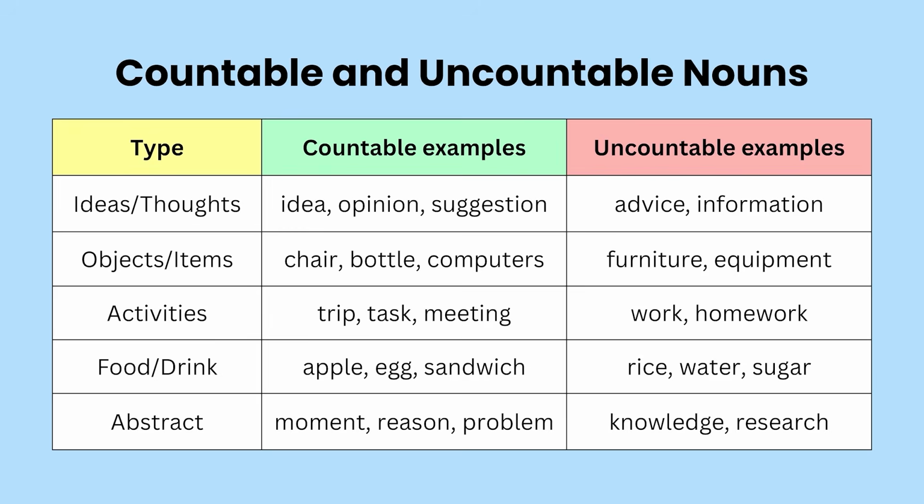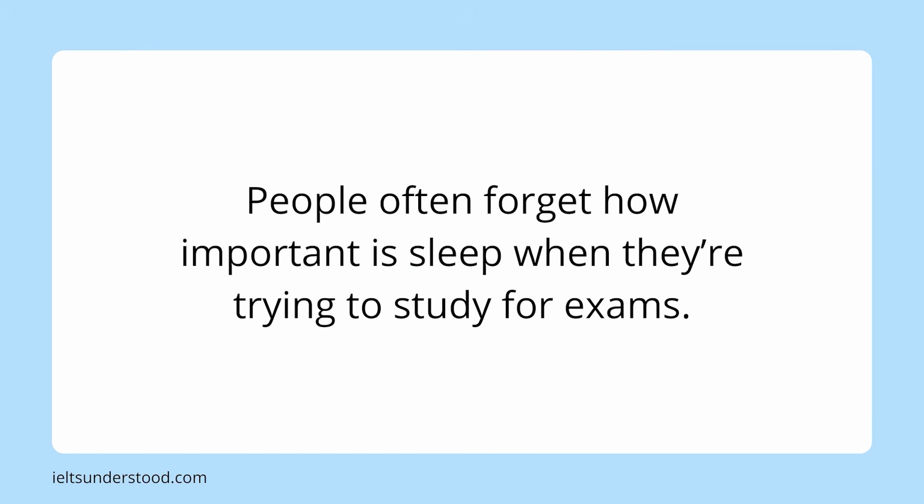They are uncountable. So just remember, some nouns can be counted, like apples or chairs, and others can't, like advice or information. If you learn the difference, you're going to avoid some of the most common grammar mistakes that students make in IELTS, especially when it comes to speaking and writing. Let's have a look at the next mistake now.